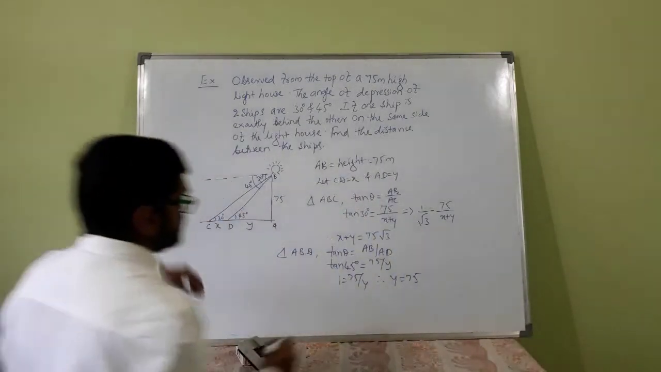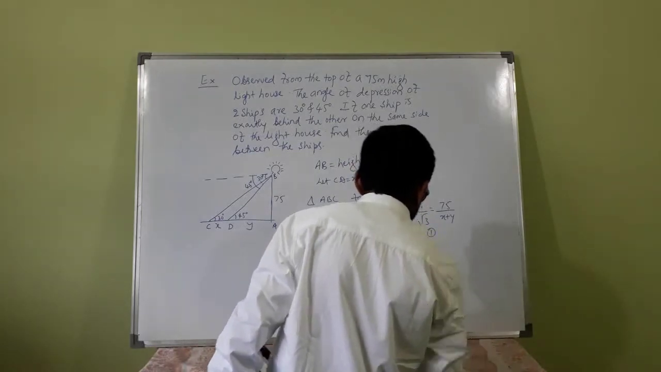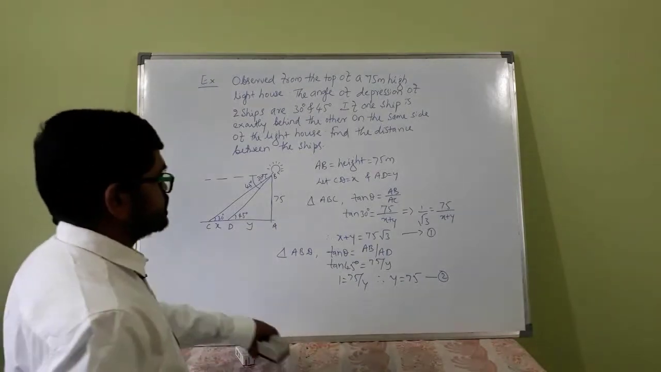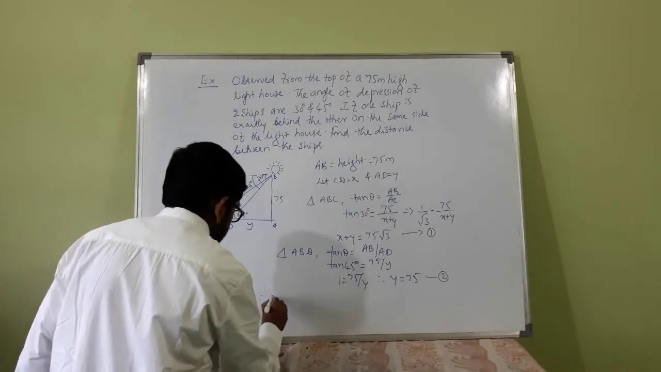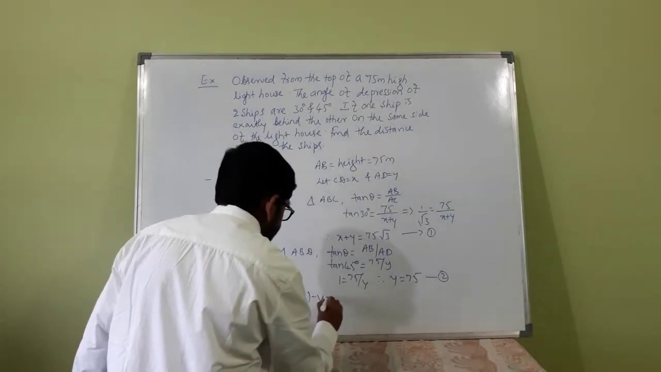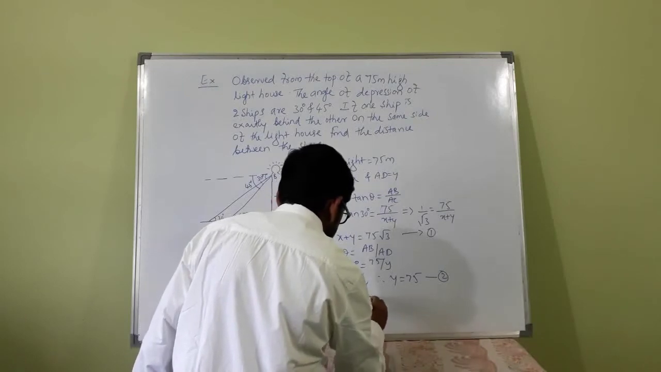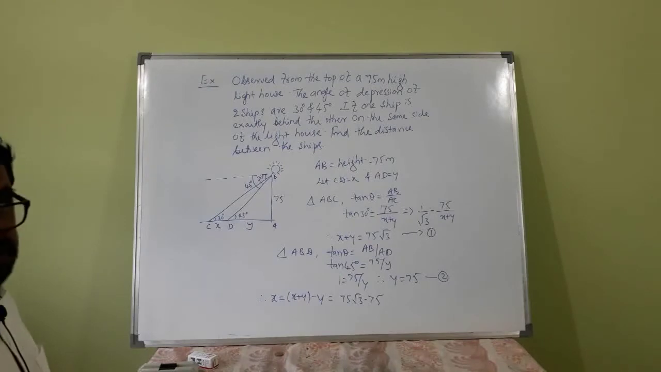Now, name these as equations 1 and 2. X plus y is 75 root 3. Y is 75. Therefore, x is equal to x plus y minus y, that is 75 root 3 minus 75. What is the answer? That is root 3, isn't it?